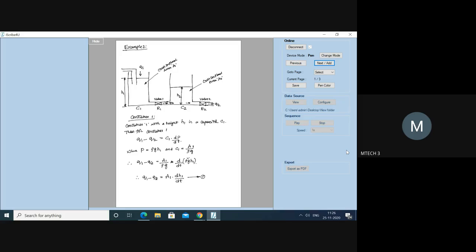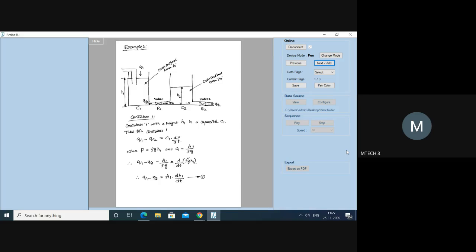Now we have Q2. Q2 is what? Observe, Q1 is the rate at which water enters the container. Q2 is the rate at which water leaves the container. The water which leaves the container will be passing through the valve and it leaves.